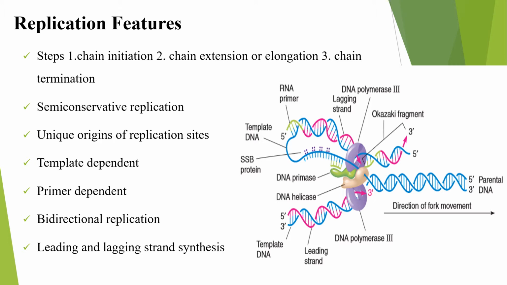And then the last and the main feature is that the process is not continuous on both the strands. On one strand, DNA is synthesized in a continuous manner, which we call the leading strand, and on the other strand, DNA is synthesized in shorter fragments. So one strand is leading, the other is the lagging strand. On the leading strand, only one primer is sufficient, whereas on the lagging strand we need many different primers. These are the few important features of DNA replication.